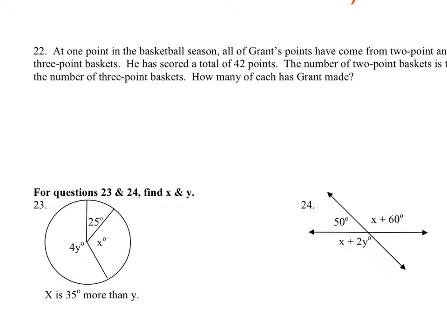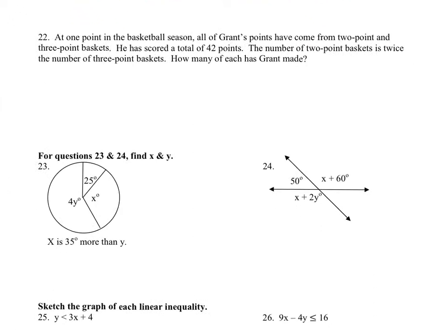Next one, at one point in the basketball season, all of Grant's points came from 2-point baskets and 3-point baskets. He scored a total of 42 points. There's a total. Now the number of 2-point baskets is twice the number of 3-point baskets.